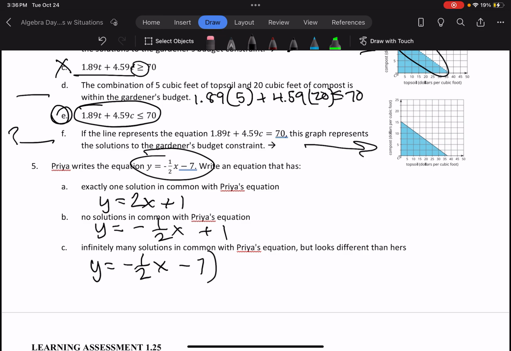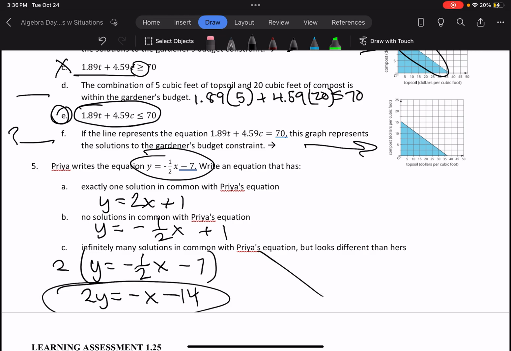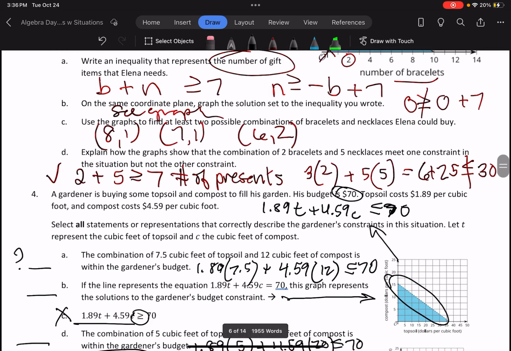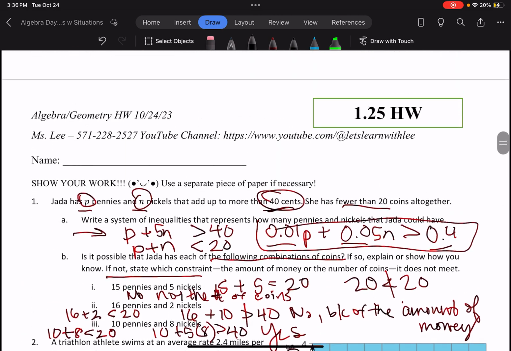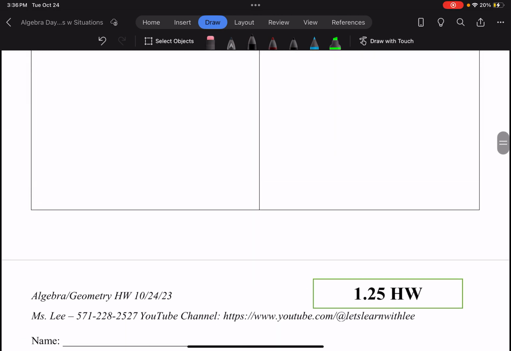You could also say, right, if we were to multiply that whole thing by 2, 2y equals negative x minus 14. Okay, that would also be an equivalent equation, which would mean it would have the exact same line and therefore infinite solutions.